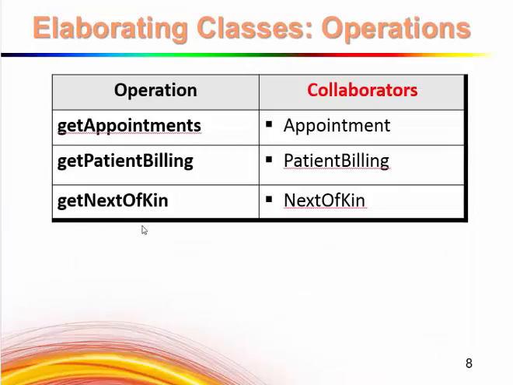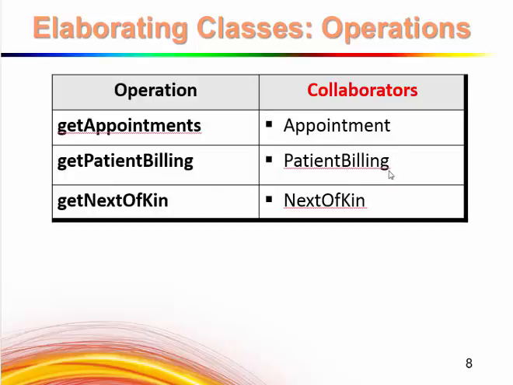To elaborate class responsibilities, the operations are defined to outline what the class can do. The collaborators of patient for its operations are the classes of appointment, patient billing, and next of kin. Those classes are defined to take delegated tasks from the current class patient, which defines the relationship of the classes.